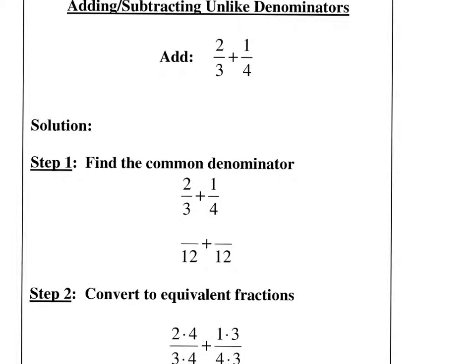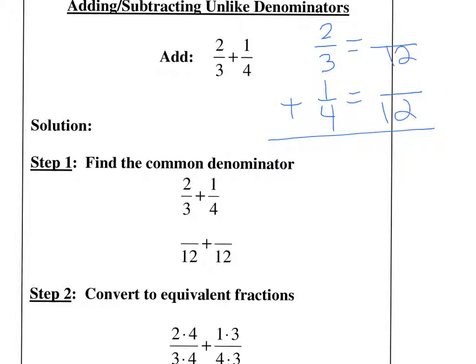These are unlike denominators. The denominators are not the same, so we have to give them the same denominator. I usually write these vertically. Your author has written them horizontally here. I'm going to write them vertically. 2/3 plus 1/4. The common denominator is the smallest number that 3 and 4 both go into. We call that the least common multiple, and that is going to be 12.